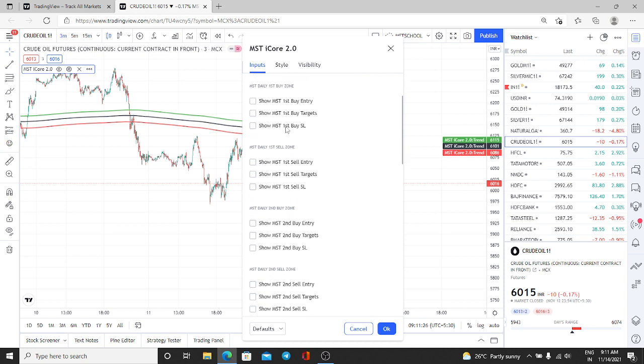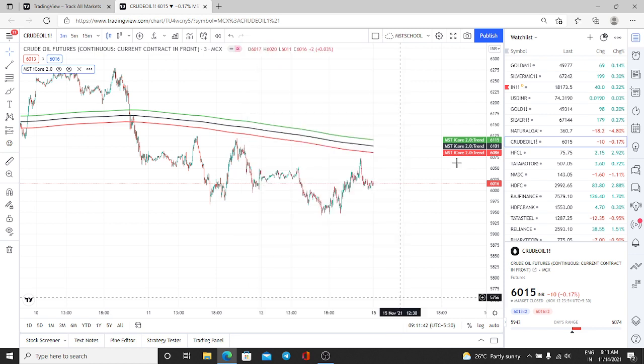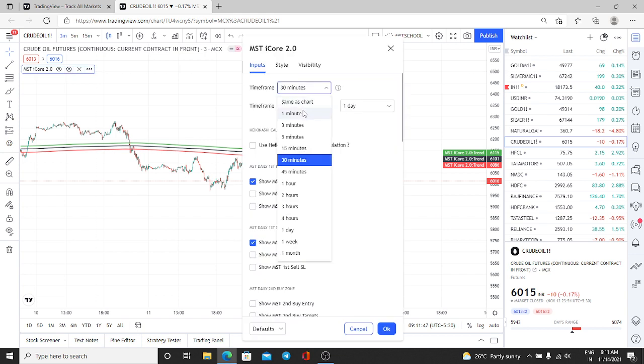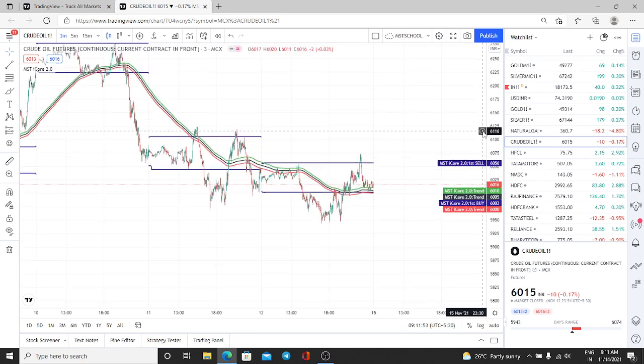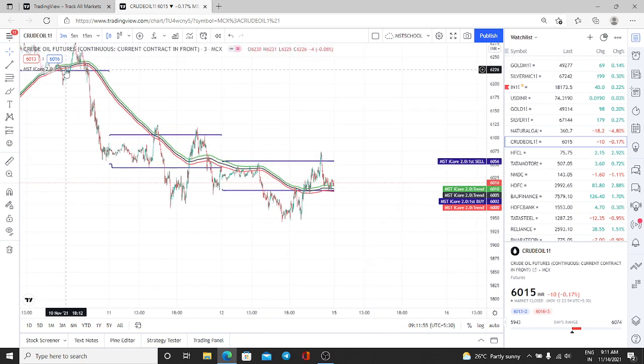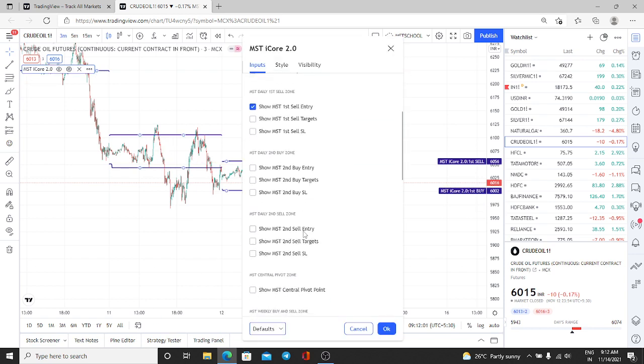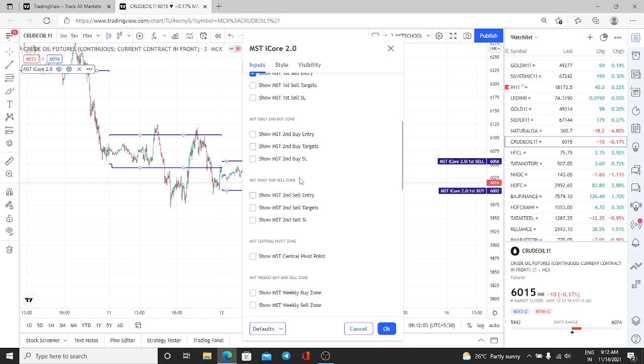Then you all know this is the first buy, this is the first sell zone. After enabling first buy and first sell, whatever is triggered, then you have to enable the first buy targets and second buy targets accordingly. Okay. Then what are the other settings we have? This one, second buy and second sell.